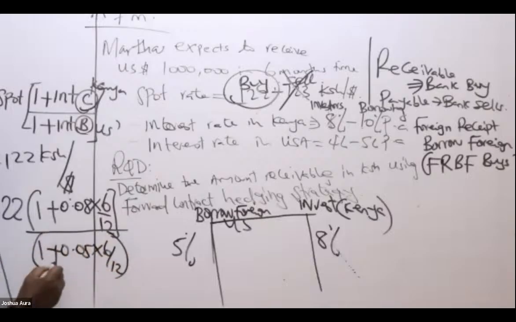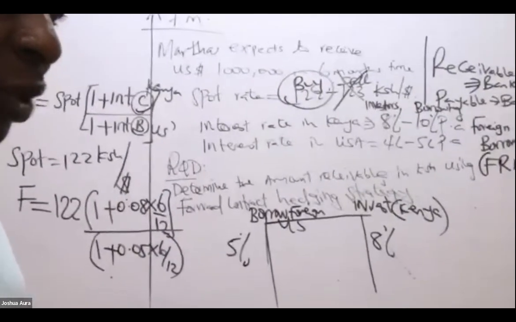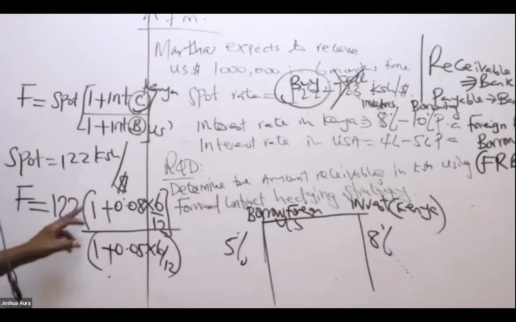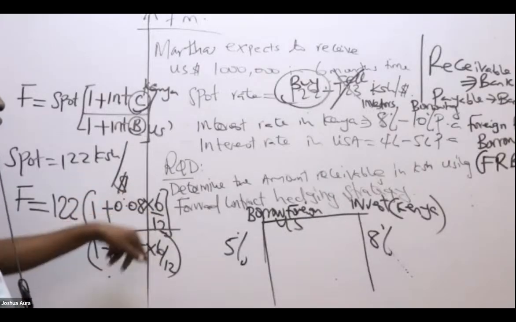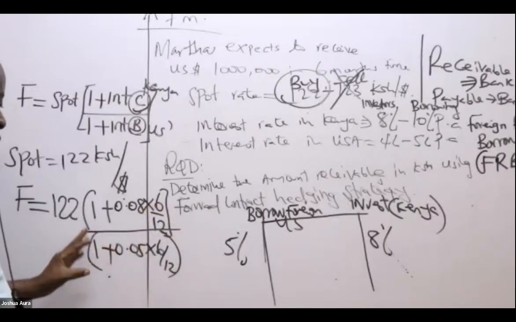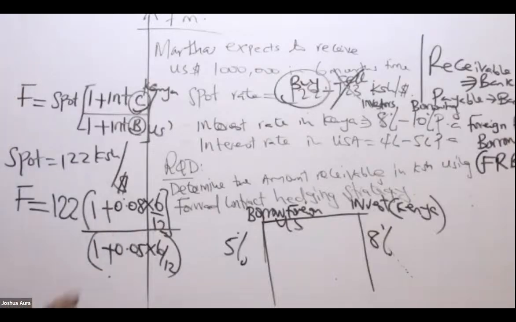Here you must go very slowly so that you can get the proper forward rate. If I'm the one doing this, this is what I shall do. I'll say 122 times, open brackets, 1 plus 0.08 times 6/12, close bracket. And then divide, open another bracket for the denominator, 1 plus 0.05 times 6/12. And then you say equals.